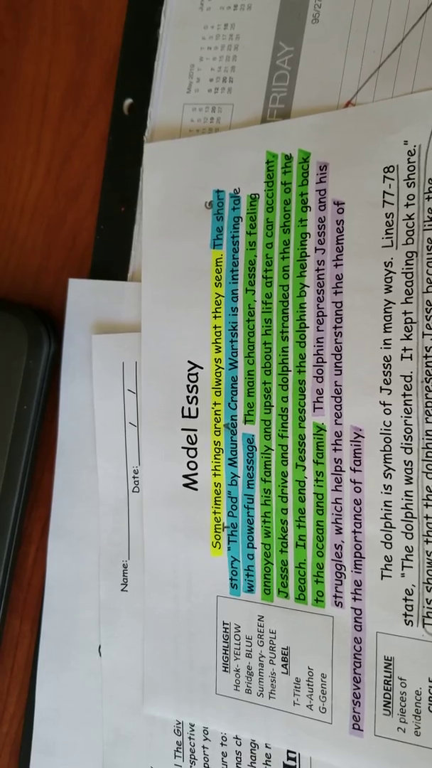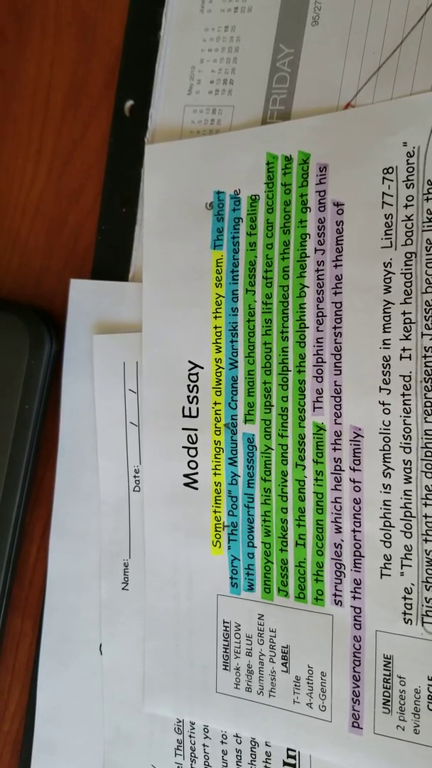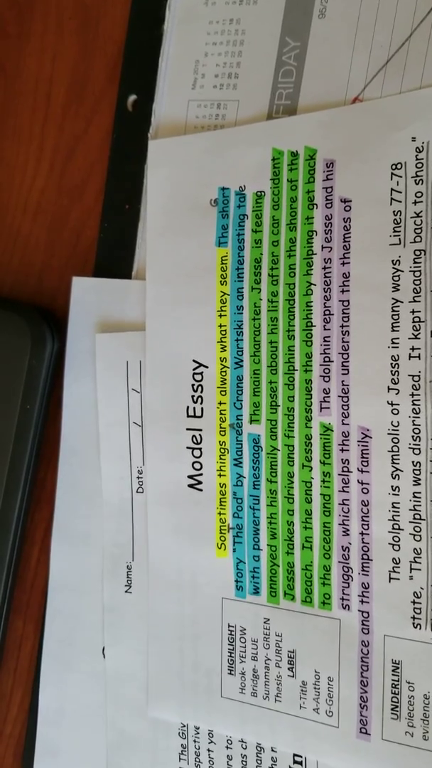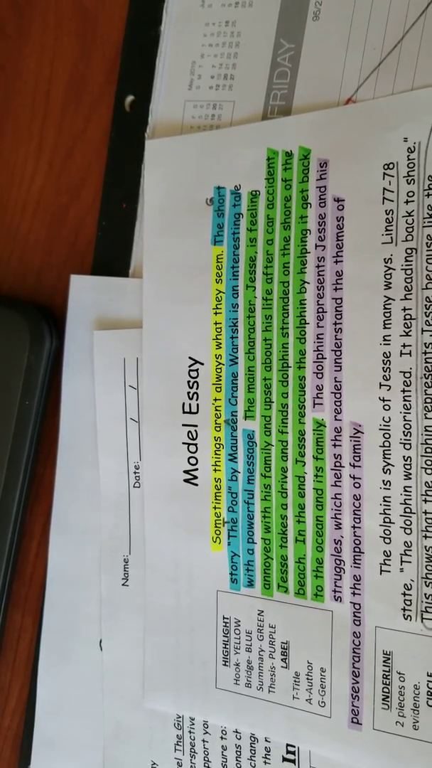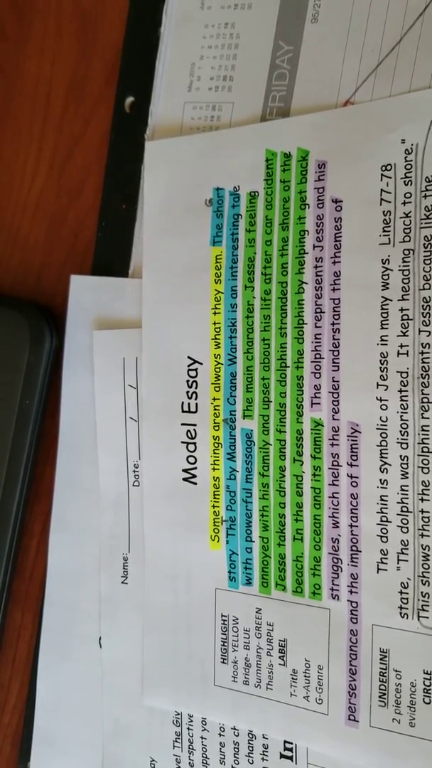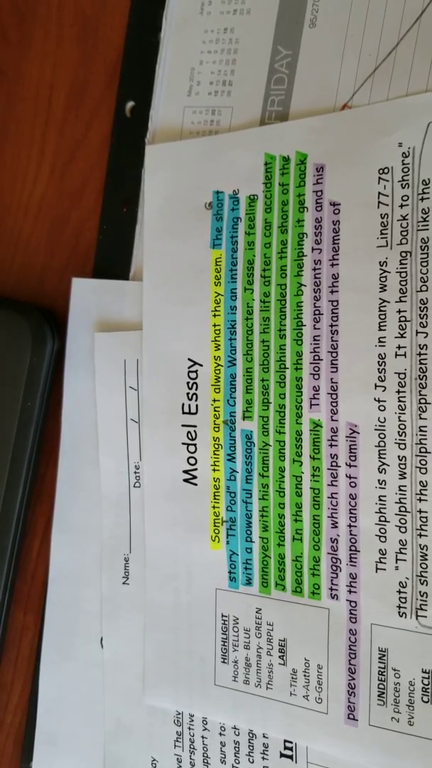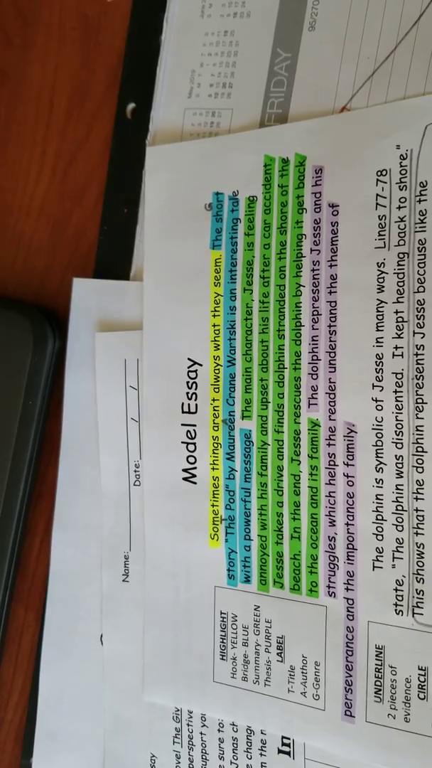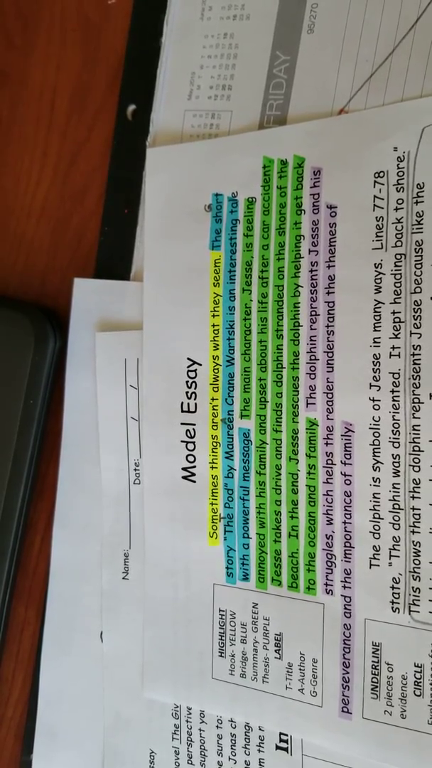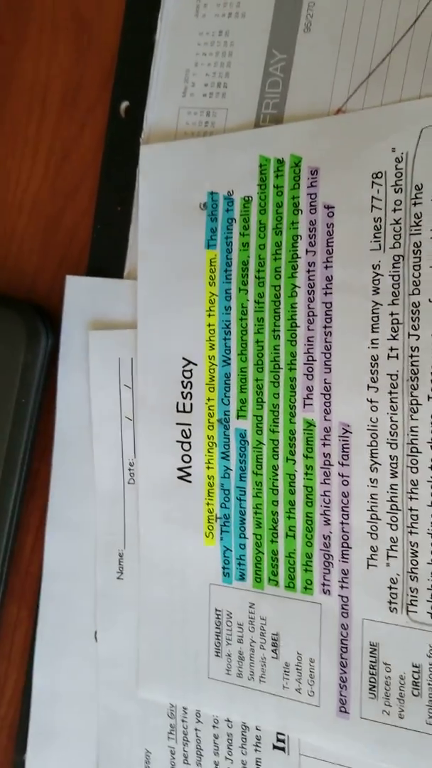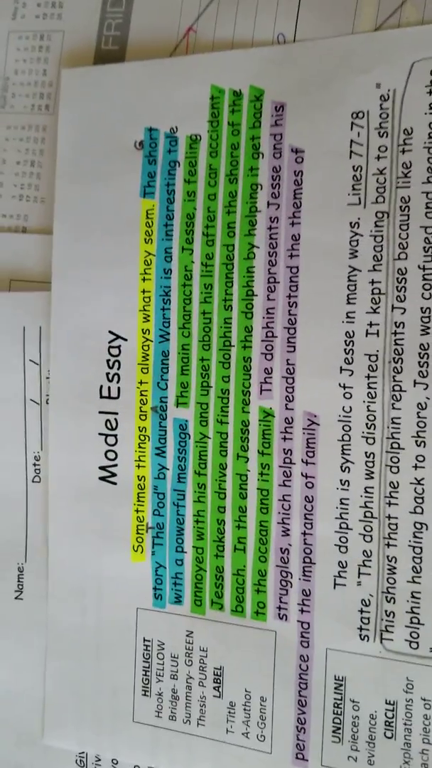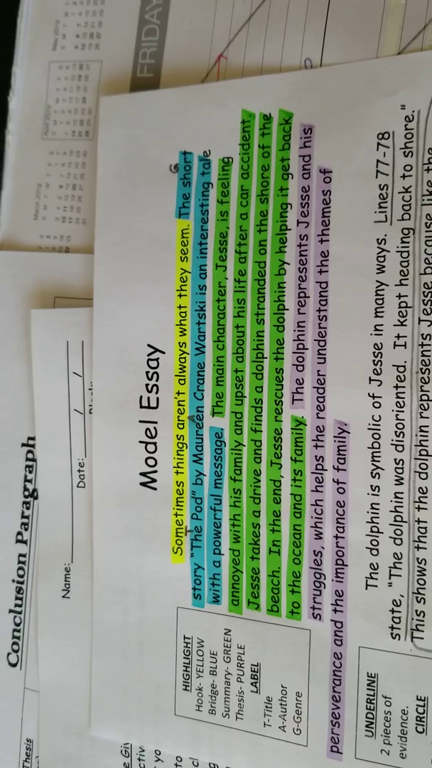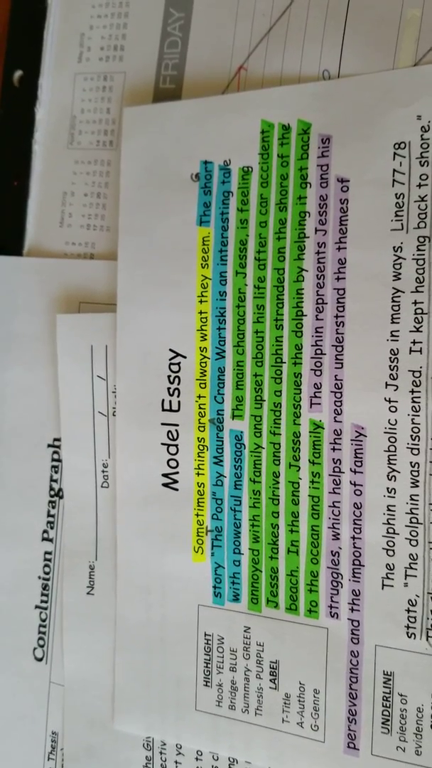So I've got the short story, The Pod, by Maureen Crane Wartsky, which is an interesting tale with a powerful message. It's hard to see, but I've got my title, The Pod, my author, Maureen Crane Wartsky, and my genre, short story, all labeled. Then my summary. Please notice just visually, see how short it is? It's not 18 pages long, right? Okay. In fact, it is 3.